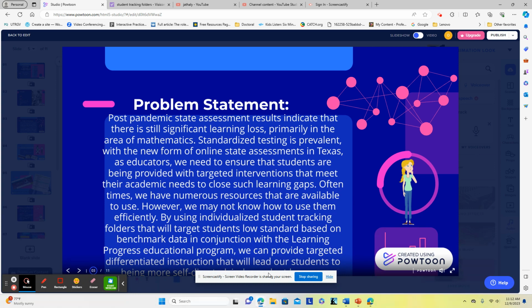By using individualized student tracking folders that will target students' low standards based on benchmark data, in conjunction with a learning progress educational program, we can provide targeted differentiated instruction that would lead our students to being more self directed and independent learners.